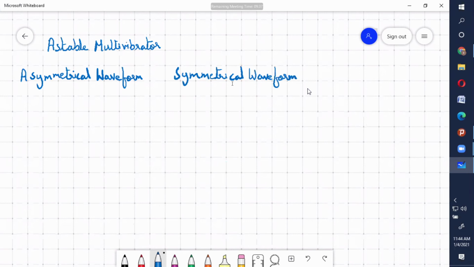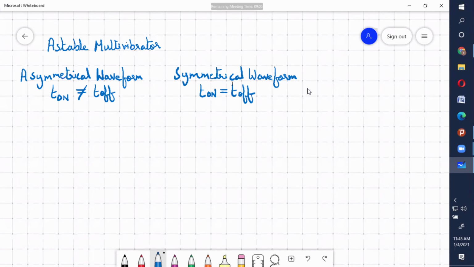So asymmetrical means what, students? T on and T off are not equal. Symmetrical means T on and T off are both the same. Is it clear, students?